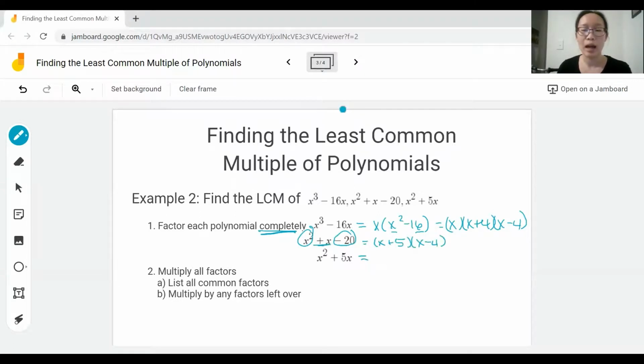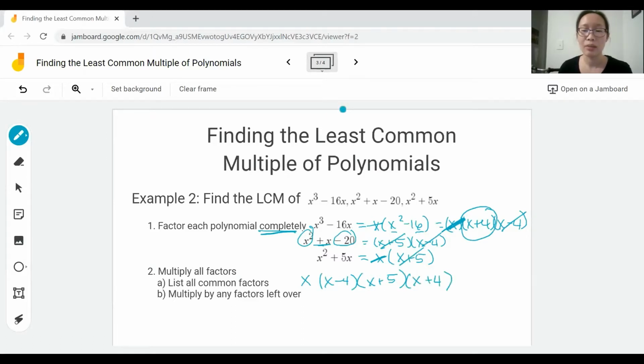And then finally, I have a GCF of x here, and I have an x plus 5. Now that I've factored everything, I'm going to list any common factors, so anything that's shared. I see that an x has been shared in my first and my third one, so I'm going to cross it off here. I see that an x minus 4 is shared between my first and my second, so I'm going to write that down. I see an x plus 5 in my second and third. And then I don't see any more common factors, but I do have this x plus 4 that hasn't been checked off yet, so I've got to list that too.